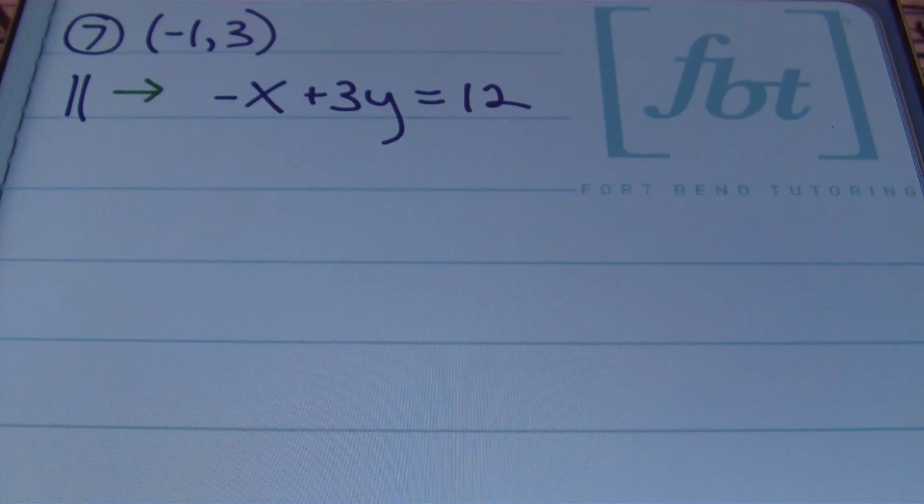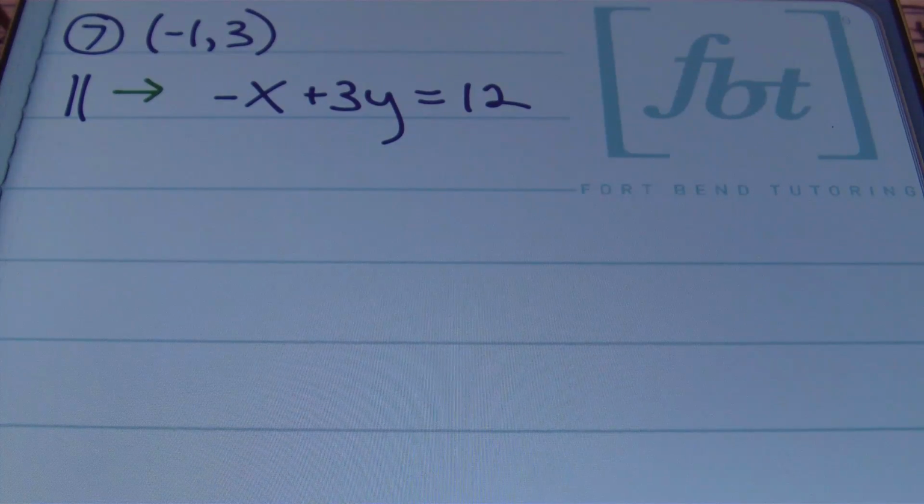In problem number 7, we're given a point, -1, 3, and they're asking us to find a parallel line. That's what these two vertical bars mean, parallel lines, okay? So we want a linear equation written in standard form that goes through the point -1, 3, and that happens to be parallel to the line -x plus 3y equals 12.